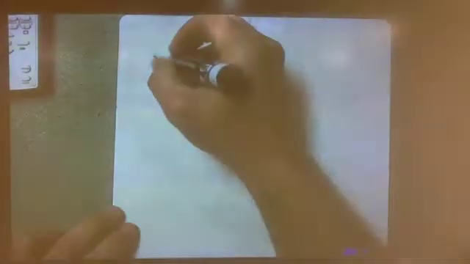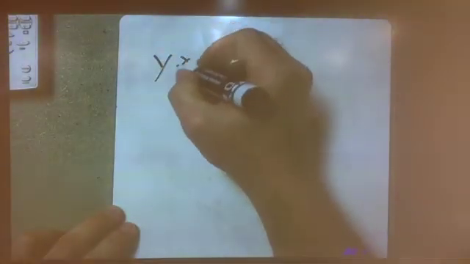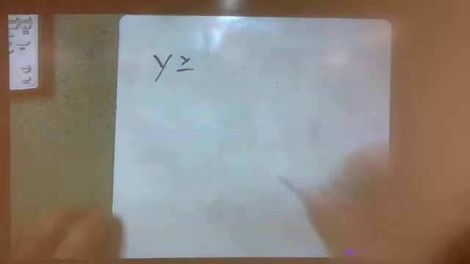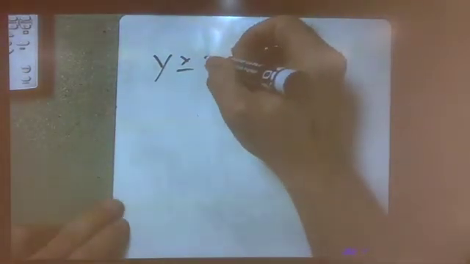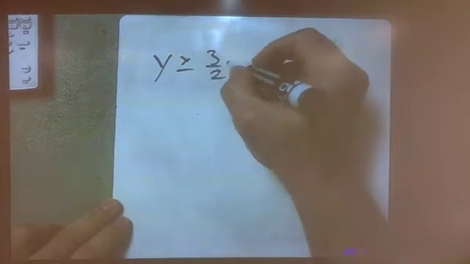Last day for your inequalities review. We're going to take the test tomorrow. Let me give you a quick review. If you have to solve a system of inequalities, that means two of them. You're going to have two inequalities to solve.